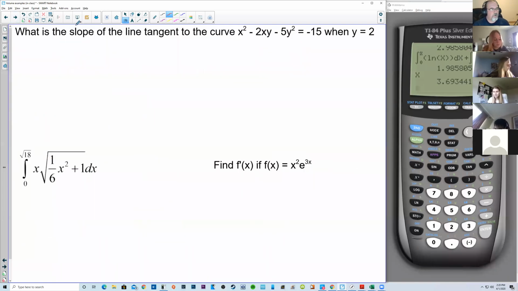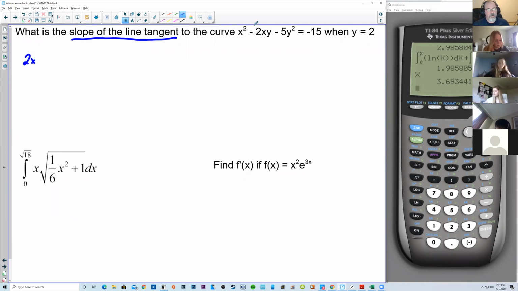All right, how about more towards the multiple choice that we're going to see on this first quiz? So what is the slope of the line tangent to the curve x squared minus 2xy minus 5y squared equals -15 when y equals 2? So slope of the line tangent, so we want dy/dx.